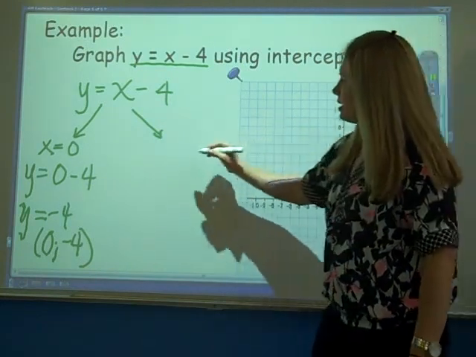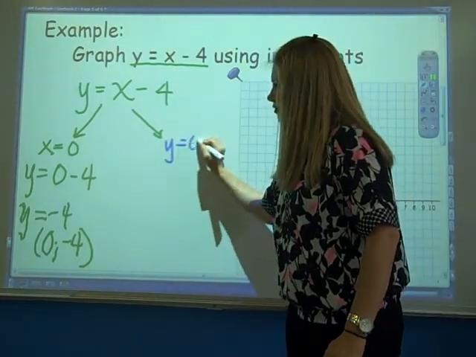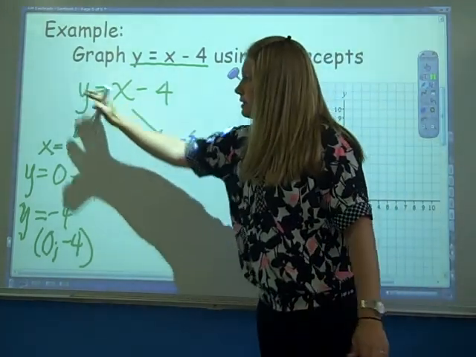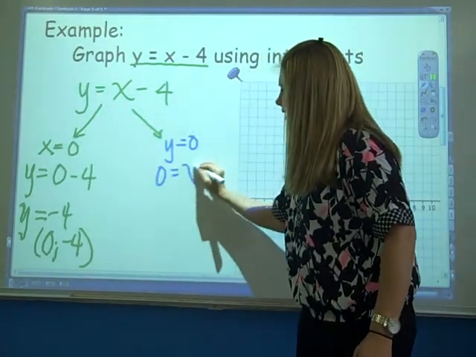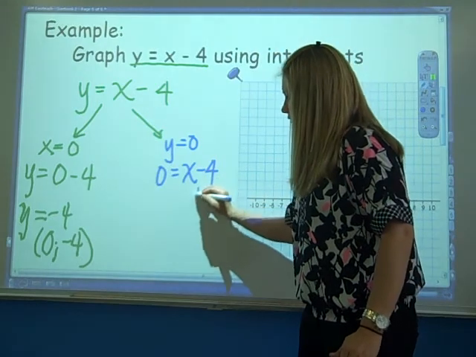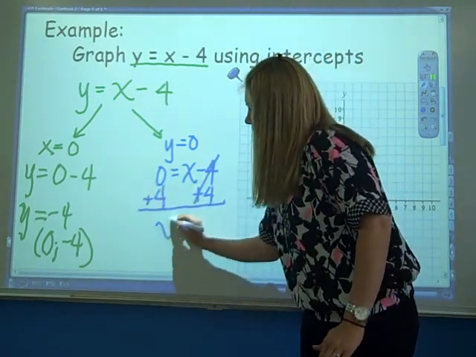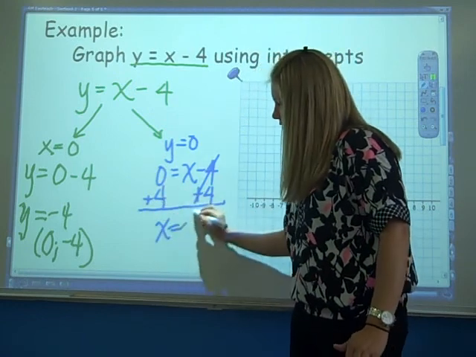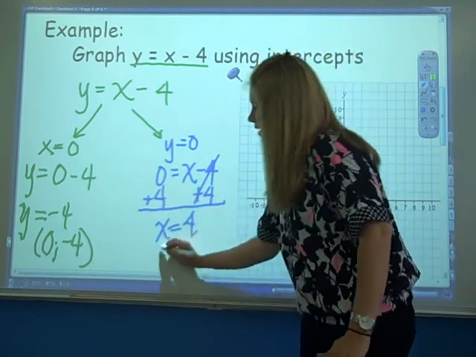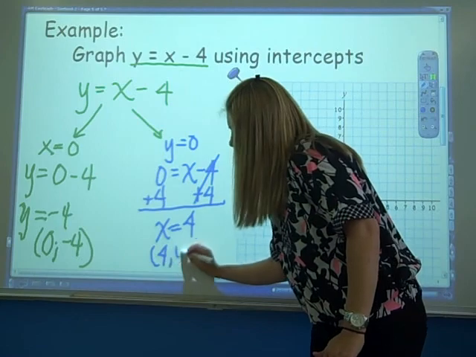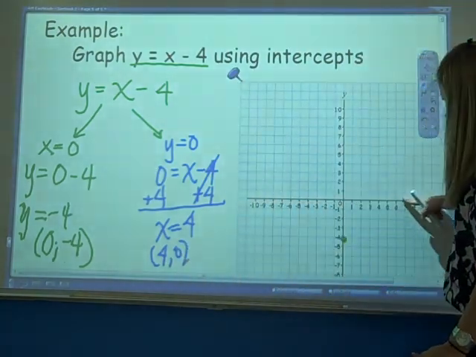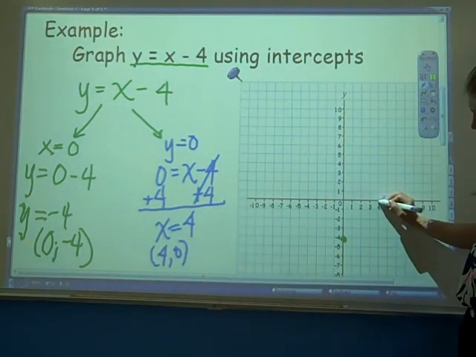And then for my x one, okay, y equals 0 for that one. Plug in y is 0. 0 equals x minus 4. Add 4 to both sides. So x has to equal 0 plus 4, which is 4. So my ordered pair for this one is 4, comma 0. On my x-axis, 4, 0 is right here.